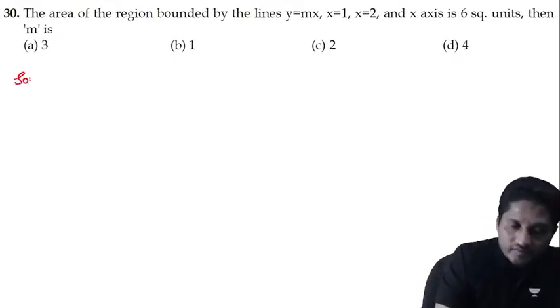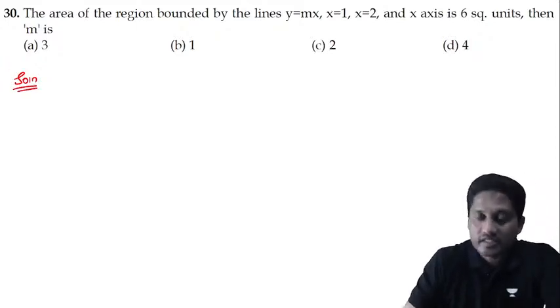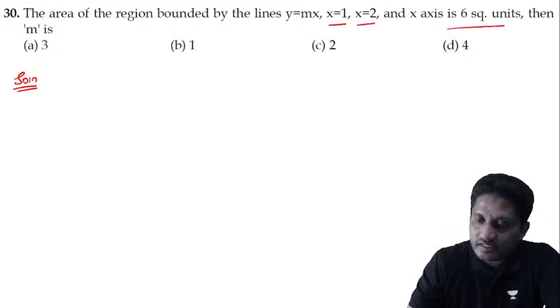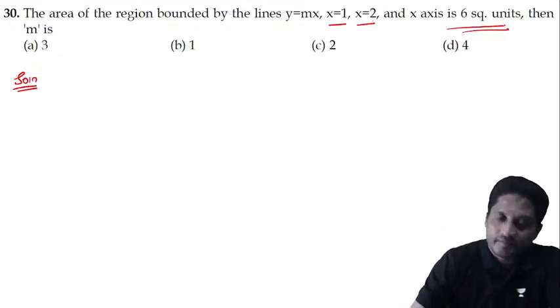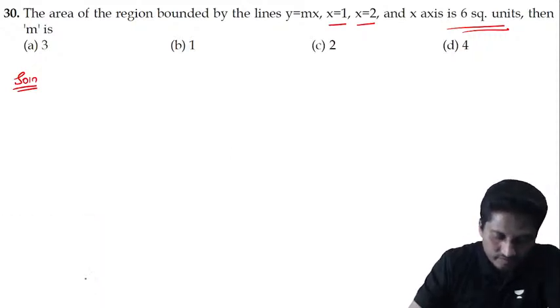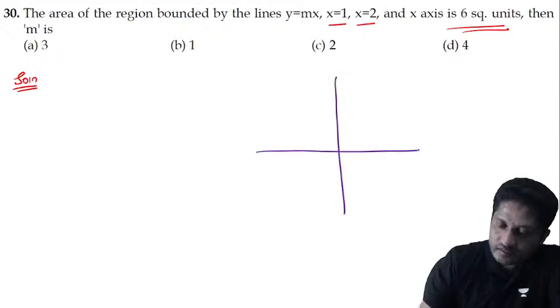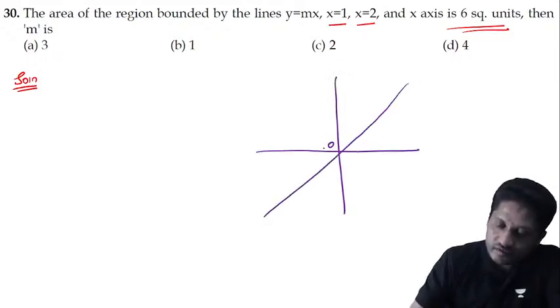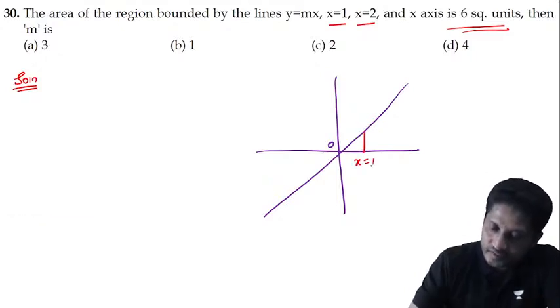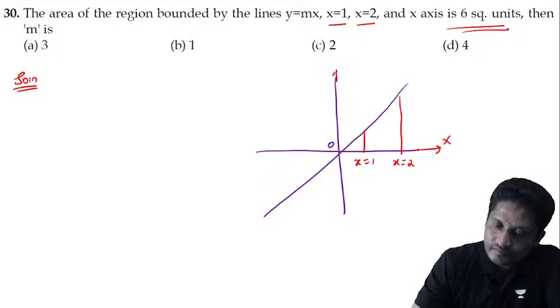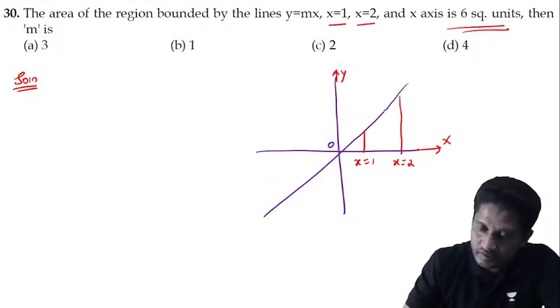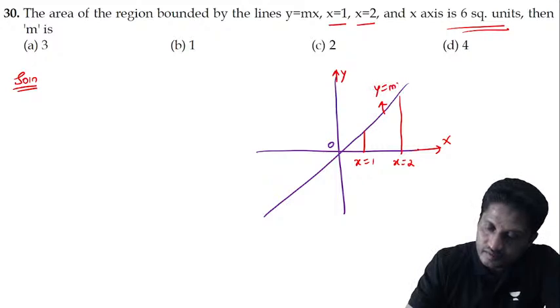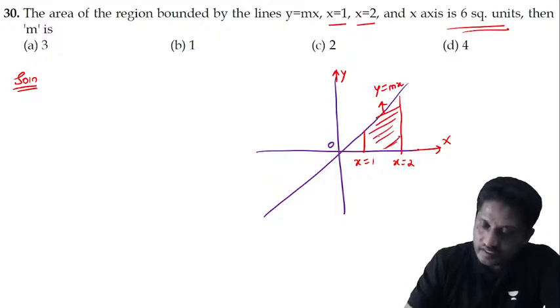If the area of the region bounded by the lines y is equal to mx, x is equal to 1 and x is equal to 2 and the x-axis is 6 square units, then what should be the value of m? Y is equal to mx is always a line which will pass through the origin, right? It's like this. Now, according to the question, x is equal to 1 and x is equal to 2. This line is y is equal to mx. This area is given as 6 square units.